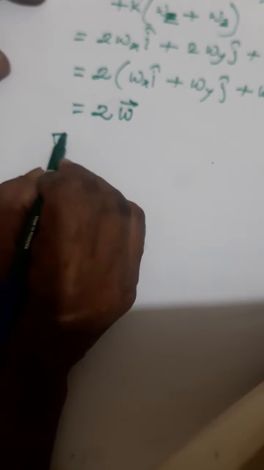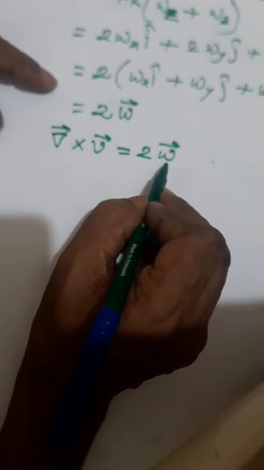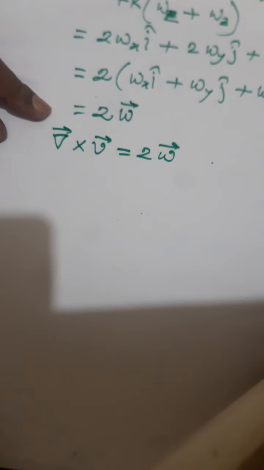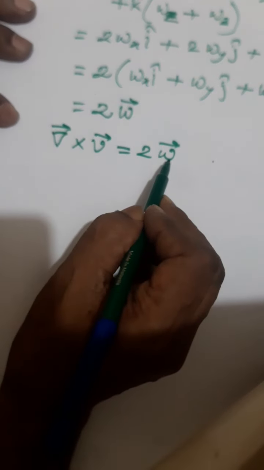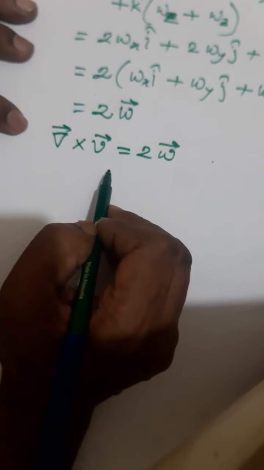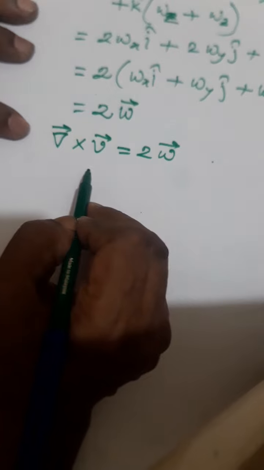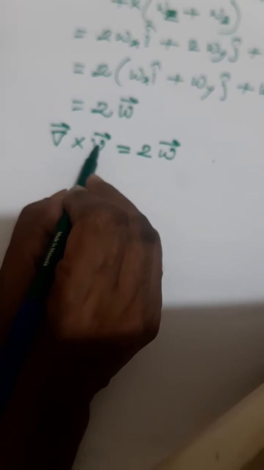The ultimate result of the curl of V, del cross V, is twice omega. Omega is the angular velocity. It means that V is a rotating vector. Every instant the direction of V is changing. So V is a rotating vector. That is, curl V indicates that the vector is rotating.